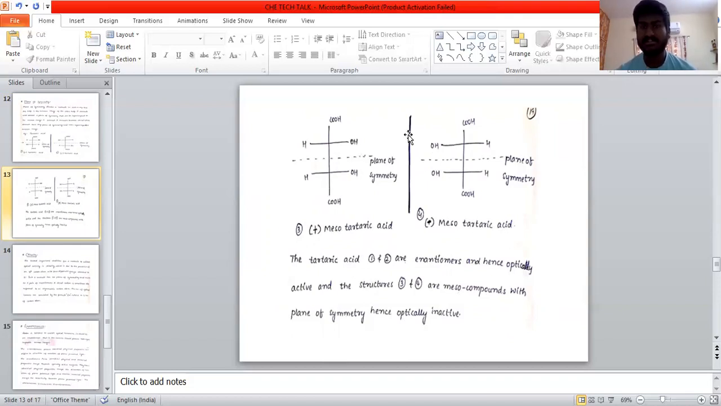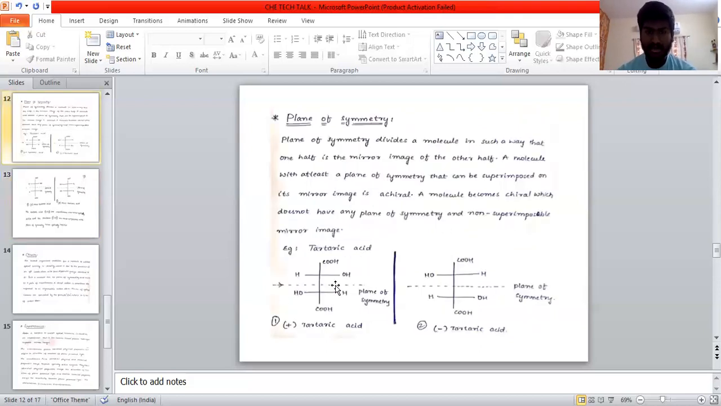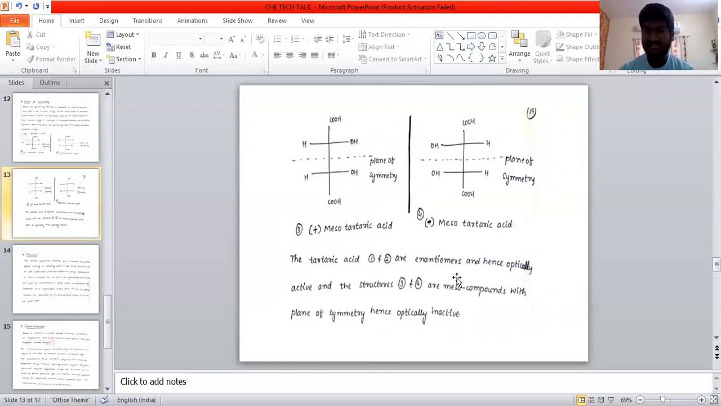When you cut a plane of symmetry, both the values are the same. Since both are the same, they are going to be optically inactive. When you go here and cut the plane of symmetry, are they equal? No. Here you have got OH, here you have got H. So hence they are going to be optically active. Here they are going to be optically inactive.